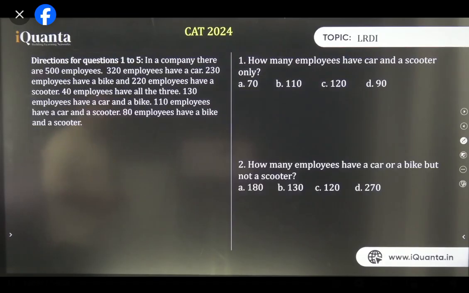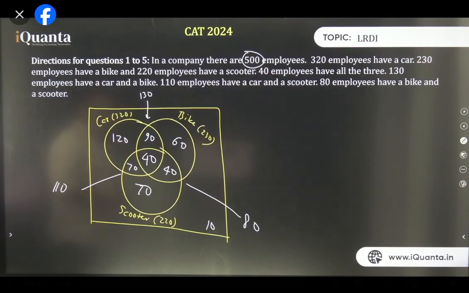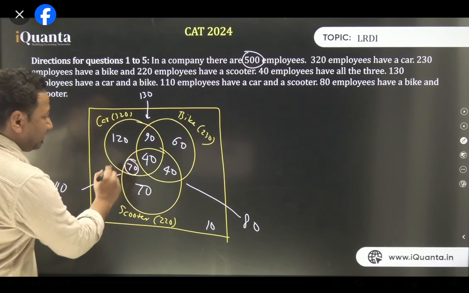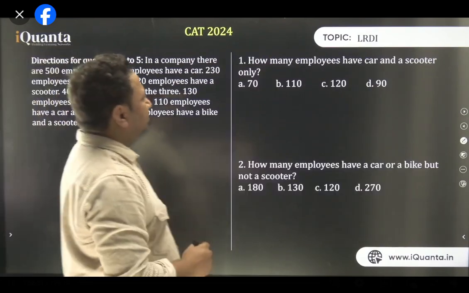What's the answer? A car and a scooter only. Car and scooter only. Answer is 70. 40 में तो बाइक भी है उनके पास. Car and scooter only. Answer is 70.